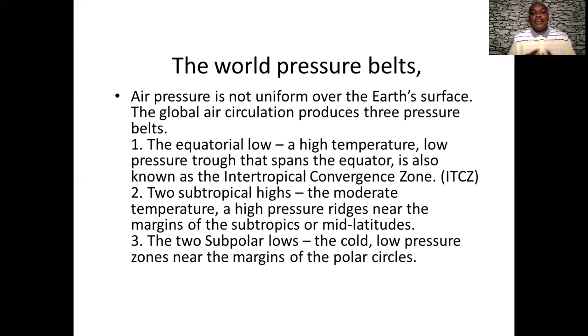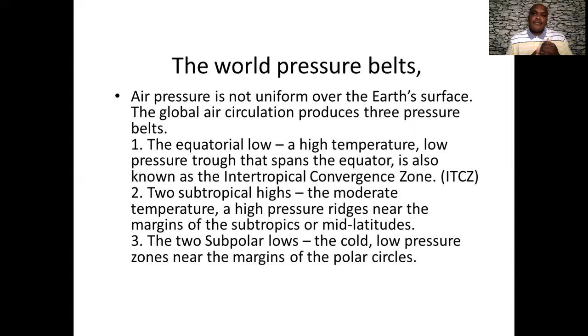Let's start by looking at pressure belts. What you need to know, learners, is that we have high pressure belts and low pressure belts. So in this section, we are going to discuss how the low pressure belts are formed and how the high pressure belts are formed. Air pressure is not uniform over the Earth's surface. The global air circulation then produces three pressure belts because the pressure is not uniform over the Earth's surface.